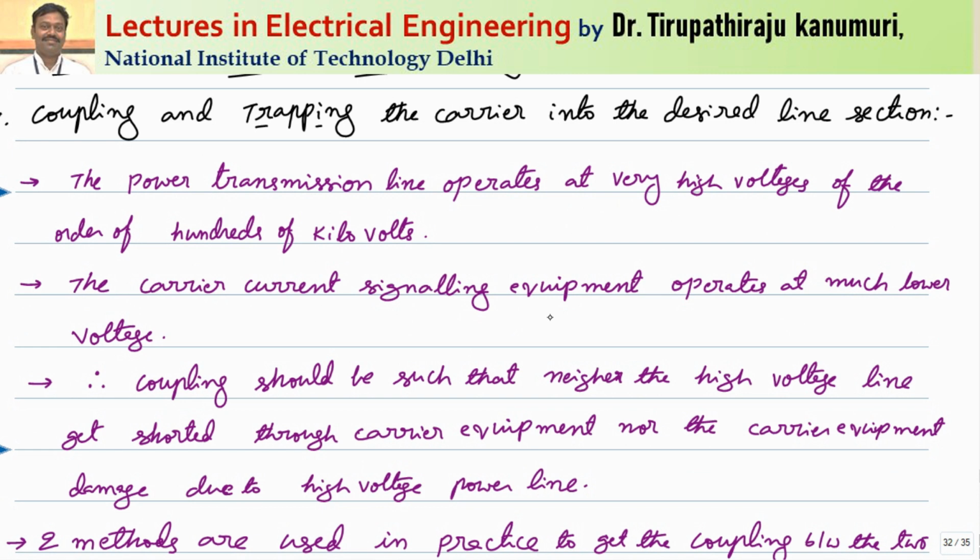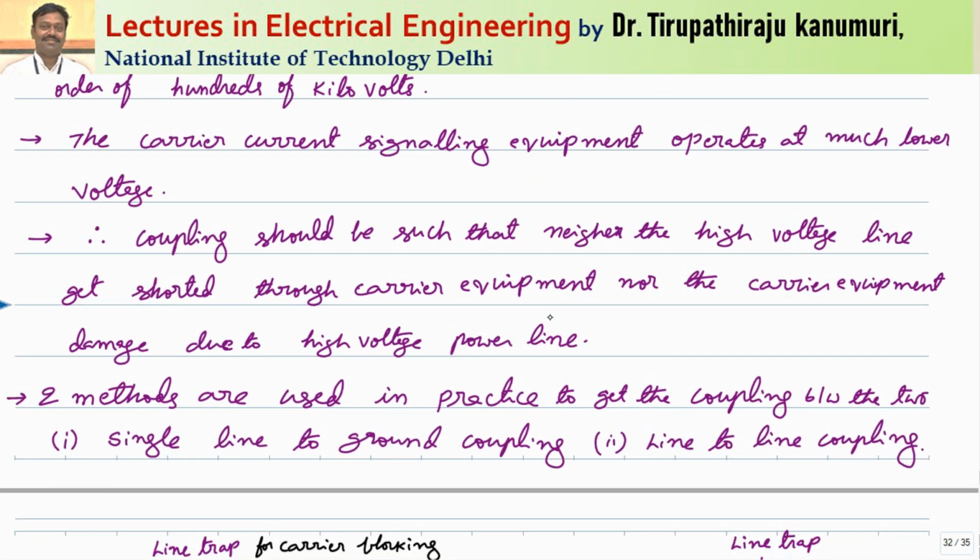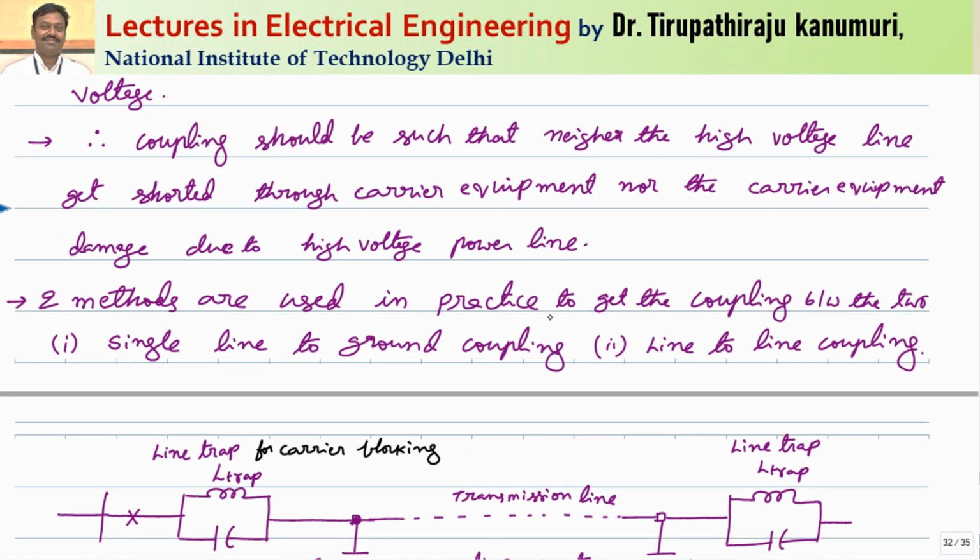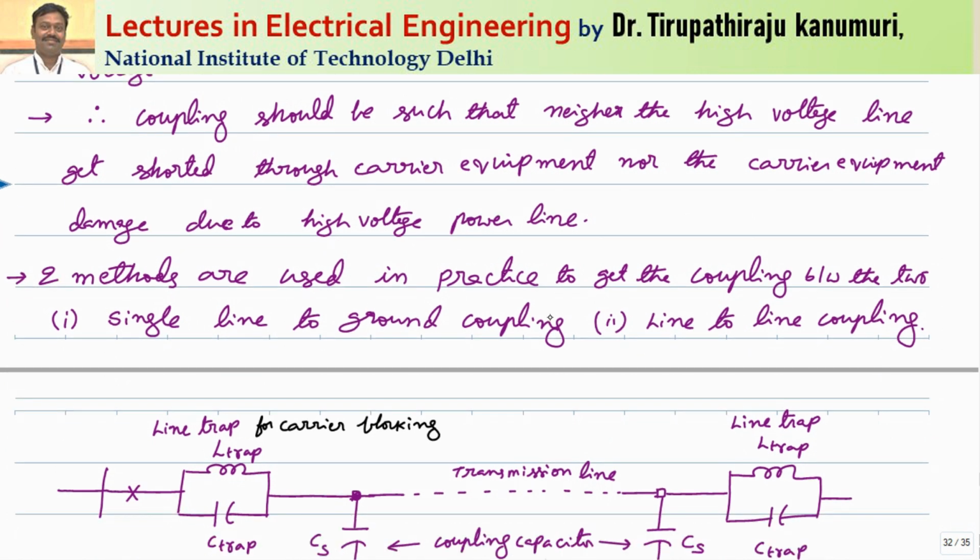We know that the power transmission line operates at very high voltages, of the order of kilovolts, whereas the carrier current signaling equipment operates at a much lower voltage. Moreover, the power line operates at the power frequency, that is 50 Hz, whereas the carrier operates in a very high frequency range, in the kilohertz range. So we have to take proper care while coupling, and the coupling should be such that neither the high voltage line gets shorted because of the carrier equipment, nor the carrier equipment is damaged due to the high voltage power line.